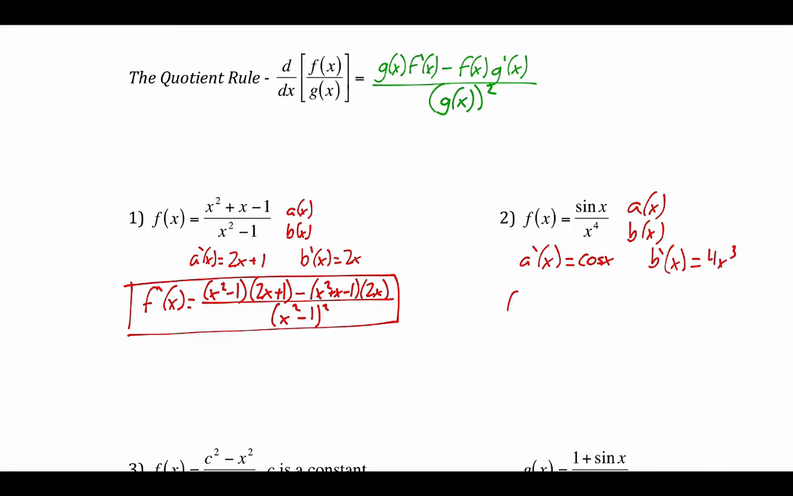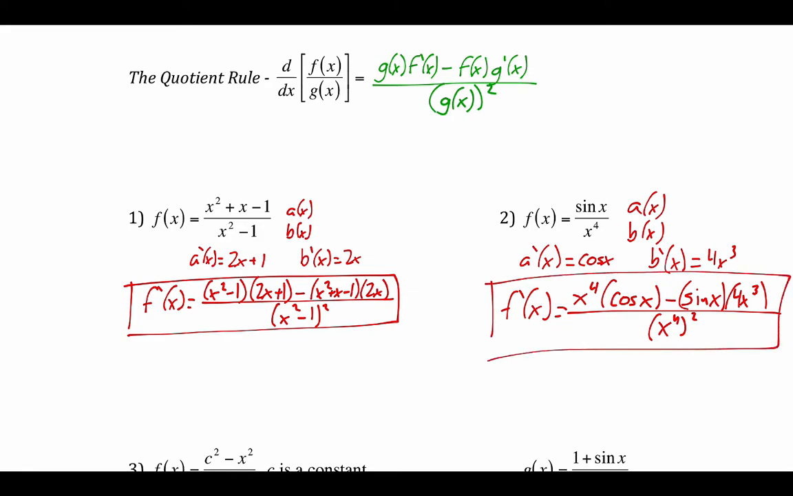So again, f prime of x is equal to the denominator, which was originally x to the fourth, times the derivative of the numerator, so times cosine of x, minus the numerator, sine of x, times the derivative of the denominator, and put that in parentheses, 4x to the third, all that divided by the original denominator, x to the fourth squared. You could simplify it a little bit, but honestly, that's okay as is.